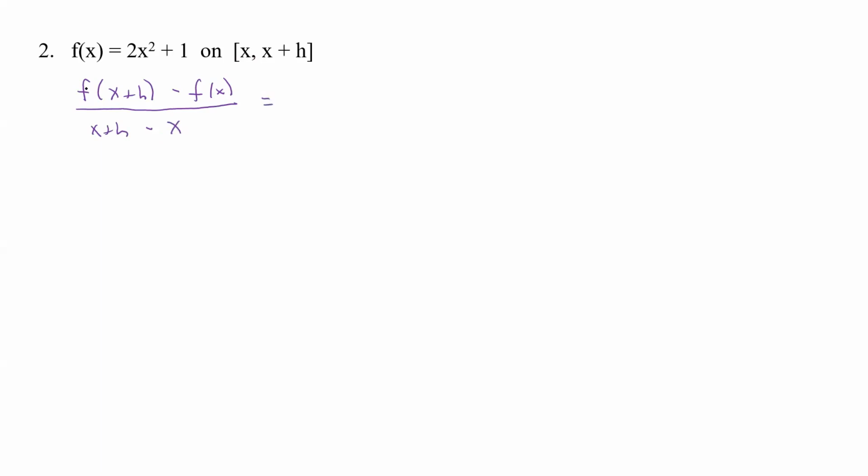If we plug x plus h into this, we're going to get 2 times x plus h squared plus 1. We'll have that all in parentheses so we can keep track of it. And then we're going to have minus. Then we plug in x here, and we just get 2x squared plus 1, all over. Here, x minus x cancels, and we just get h in the denominator pretty much from the start.